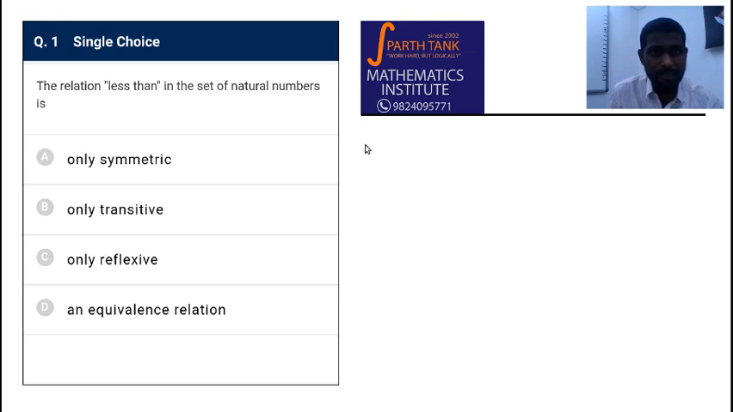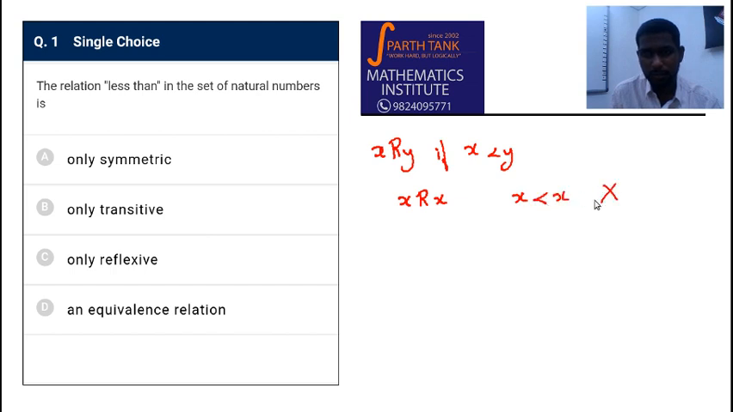The first question. The relation less than in the set of natural numbers is, that is, can we say that this relationship, x is related to y if x less than y, is symmetric, transitive, reflexive, equivalence relation, etc.? Now if you see, is x related to x? This would mean that x should be less than x, which is not true, so it is not reflexive.